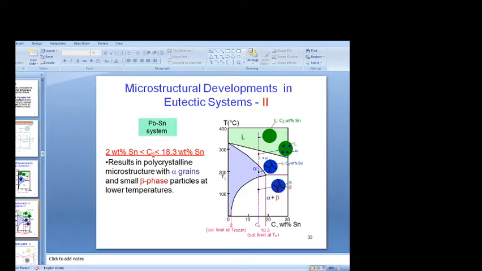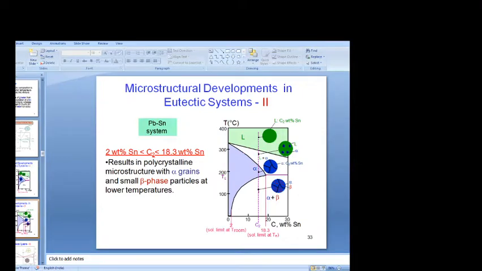So at this point, the transformation of the alpha and beta phases forms simultaneously during this transformation, and this microstructure is represented in this figure. The point I, over here, is called the eutectic structure, and it is a characteristic of this particular reaction.